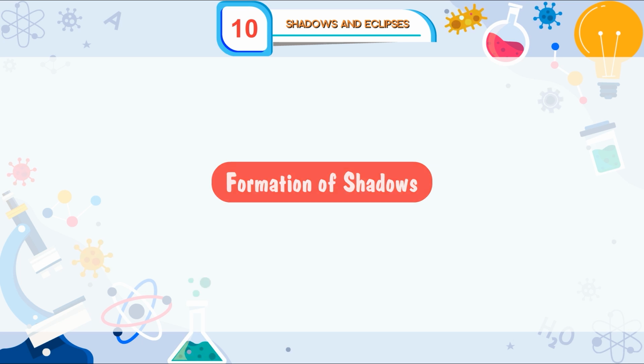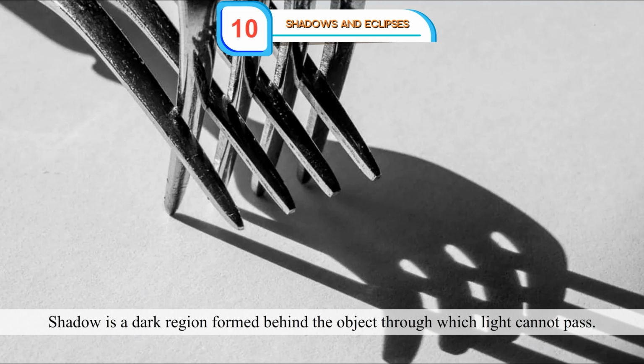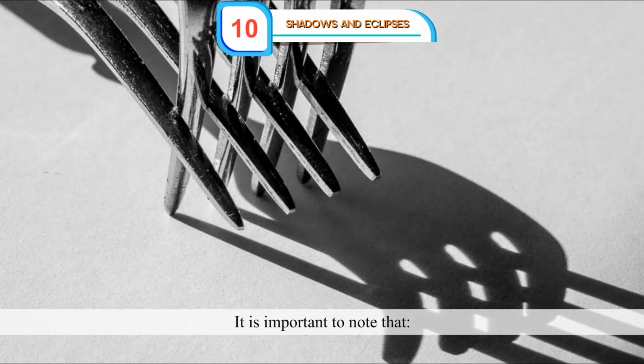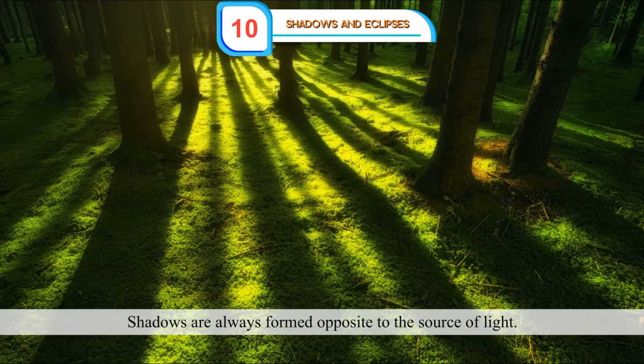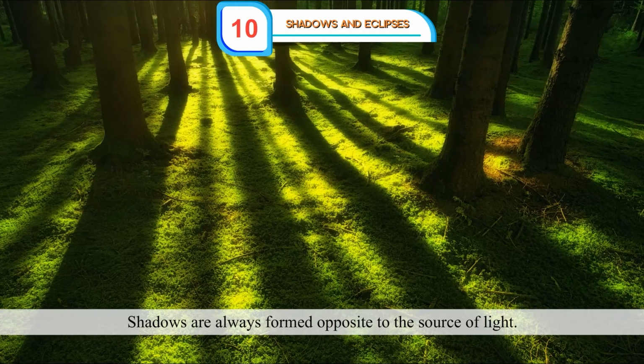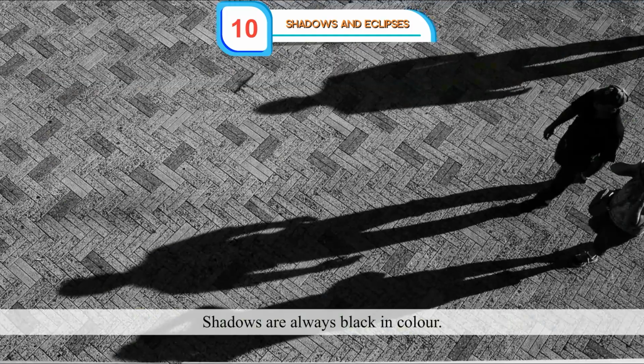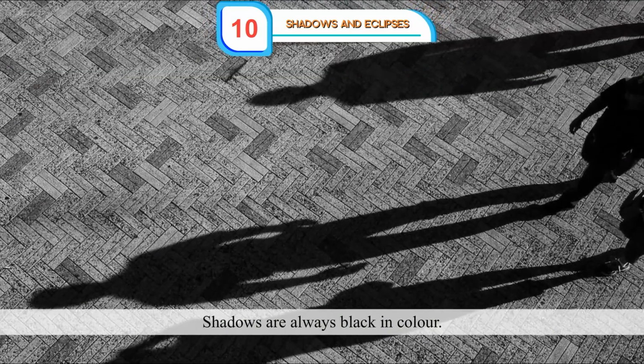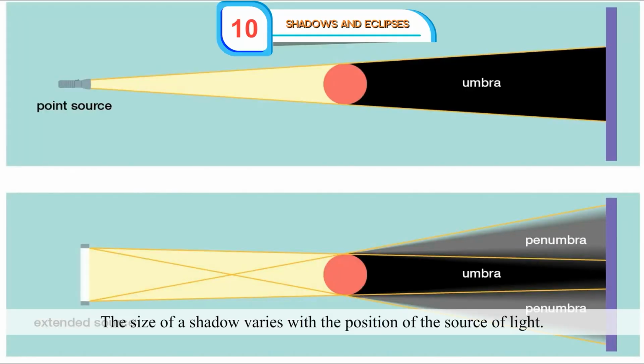Formation of shadows. Shadow is a dark region formed behind the object through which light cannot pass. It is important to note that shadows are always formed opposite to the source of light. Shadows are always black in color. The size of a shadow varies with the position of the source of light.